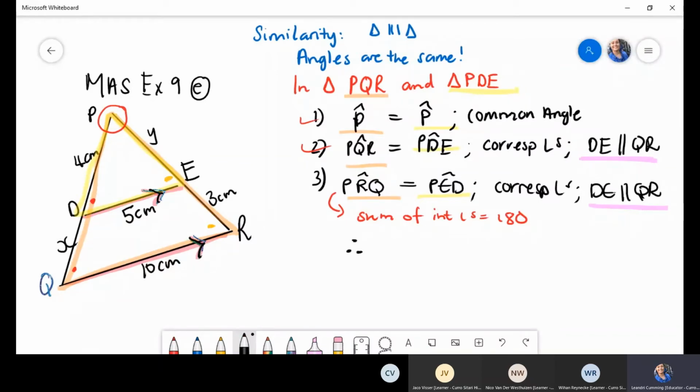Now, let's make that beautiful statement that's going to help us solve X and Y. Therefore, triangle PQR is similar to triangle. Now, let me go and see. Okay, P is equal to P. Q is equal to D. And R is equal to E. So there's the correct order.